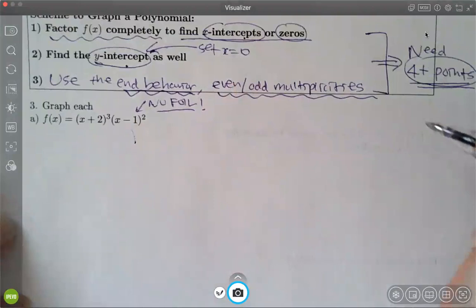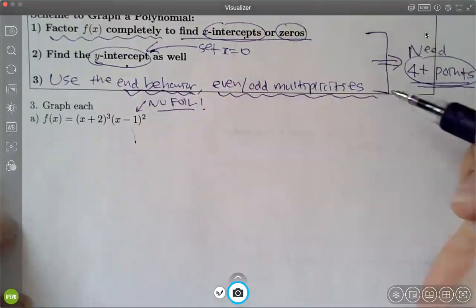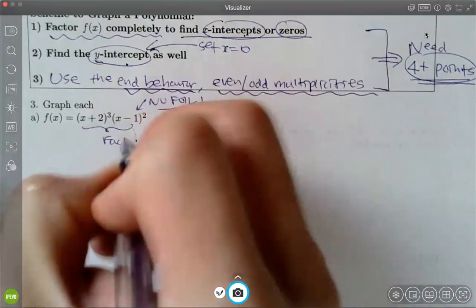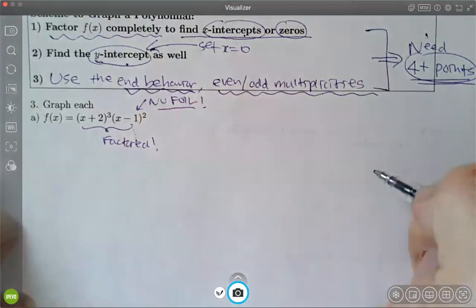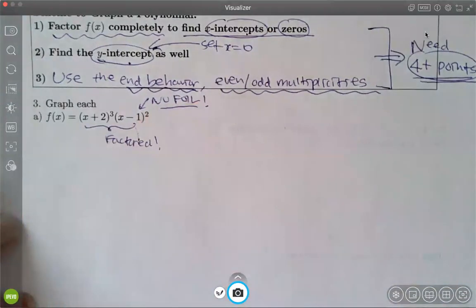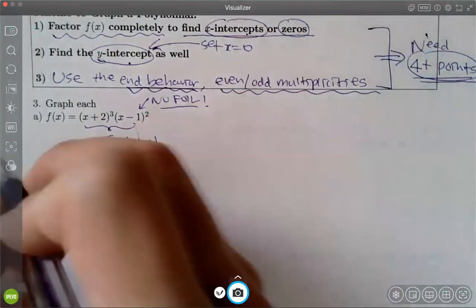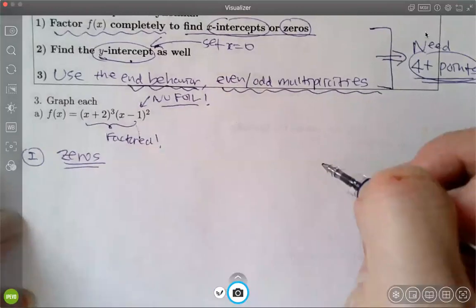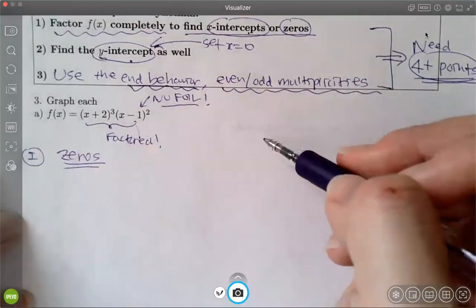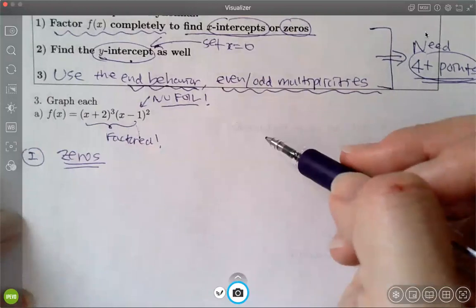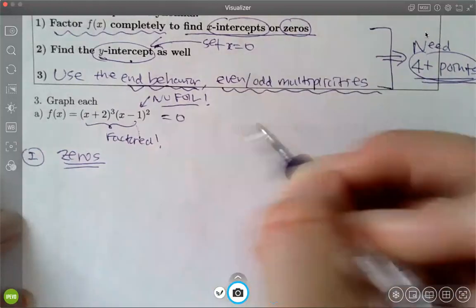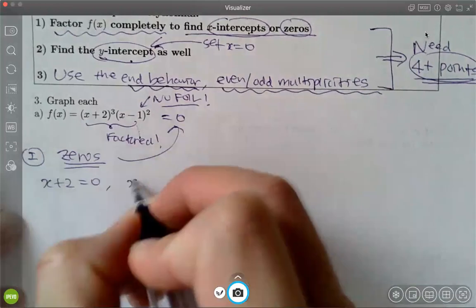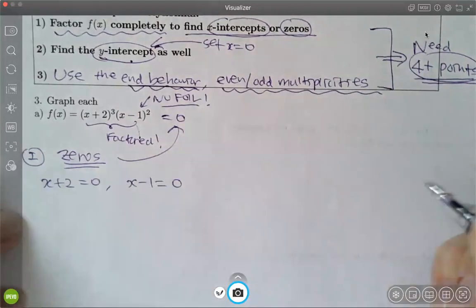Now, step number 1. Let's first find the zeros or x-intercepts. Since f of x is already factored, we don't have to factor f of x any further because it's been done for us. Find the zeros. Remember, zeros is the same thing as the x-intercept. So how do you find the x-intercept? Set y equal to 0. So what does that mean? Set this whole thing equal to 0, right? So x plus 2 is equal to 0, and x minus 1 is equal to 0, right?